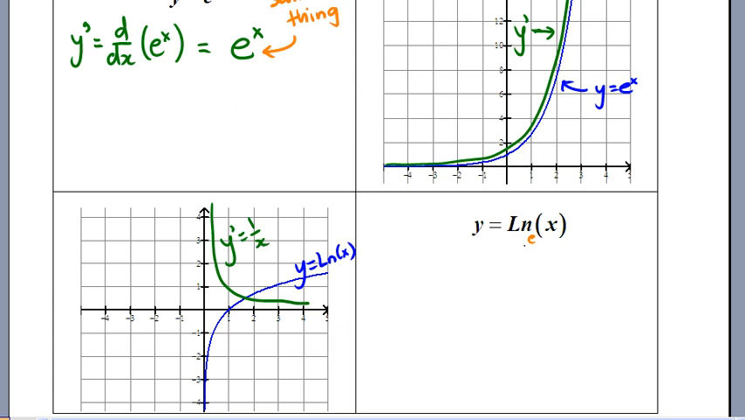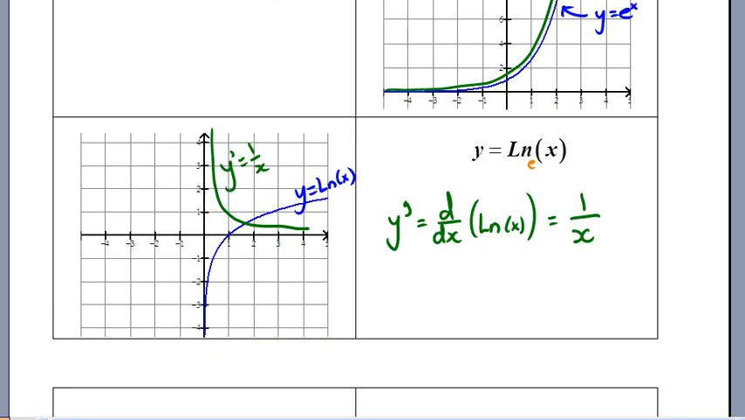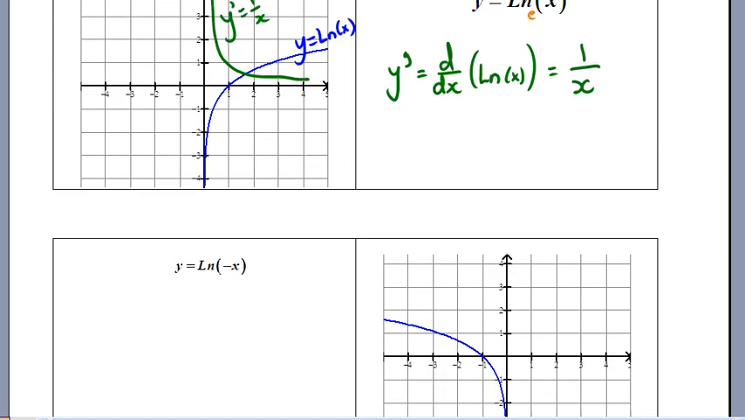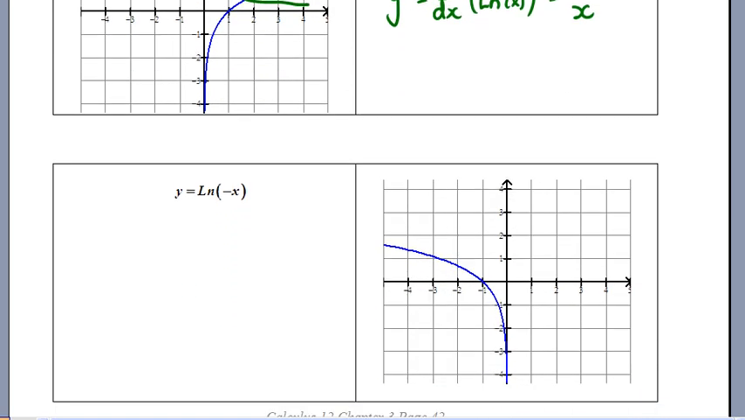So if you have y is equal to ln x, this only works with that kind of logarithm, then y prime, otherwise known as the derivative with respect to x of ln x, it's actually just 1 over x. Okay, I want to do one more though, just kind of foreshadowing for some work we're going to do in a later chapter. What about the derivative of ln of minus x?